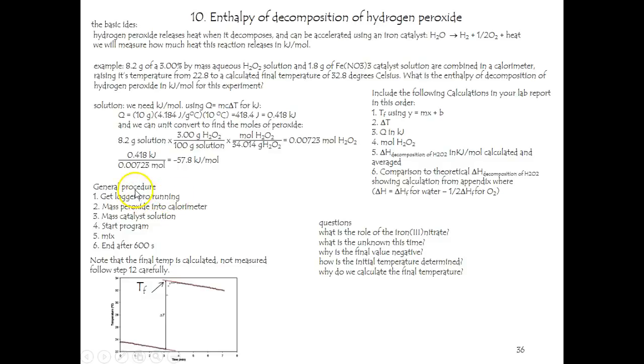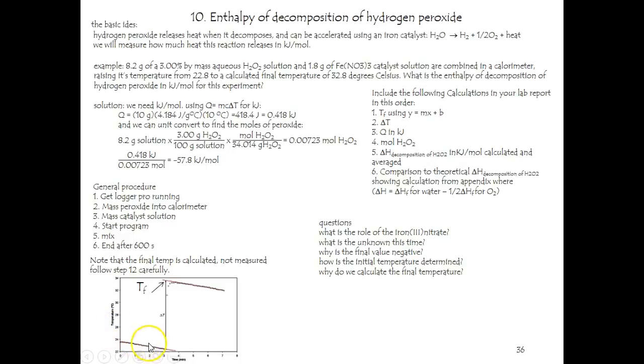Our general procedure, and as usual I won't list every little step, it's fairly cookbook. Get Logger Pro up and running. There's nothing we need to preheat or anything we can do this time to try to save some time. We'll mass the peroxide into the calorimeter. We'll mass the catalyst of the solution just like they did there. There's the peroxide, there's the catalyst. Start the program, then mix. Don't mix, then start the program. And after 600 seconds, that's 10 minutes, we'll see what happened.